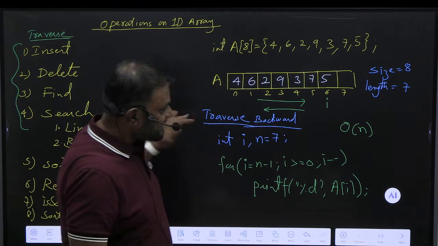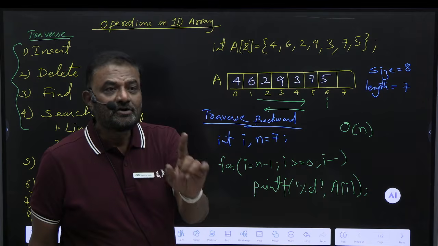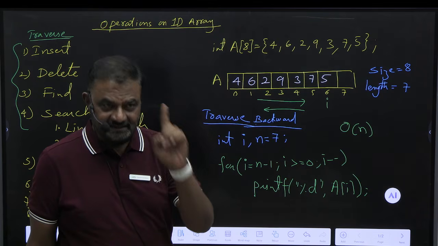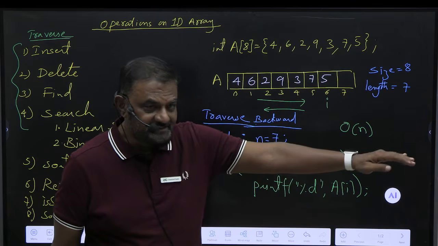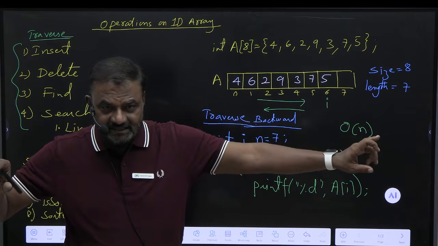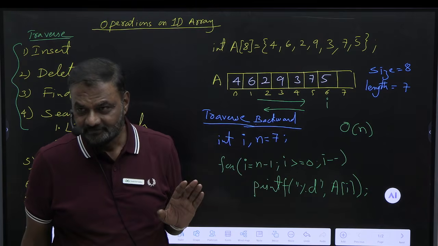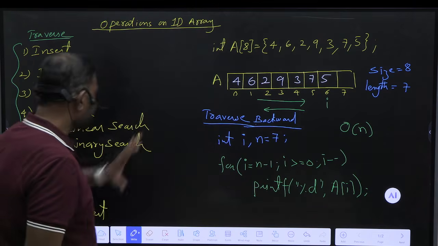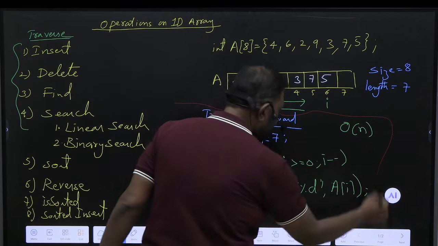And how much time it is taking, it's order of n. Order of n makes sense because the time taken is linear. Time is linear, and the array is also linear, so the time taken is linear. All right. Now based on this traverse only, we'll be performing all these operations. So let us look at the next operation now.